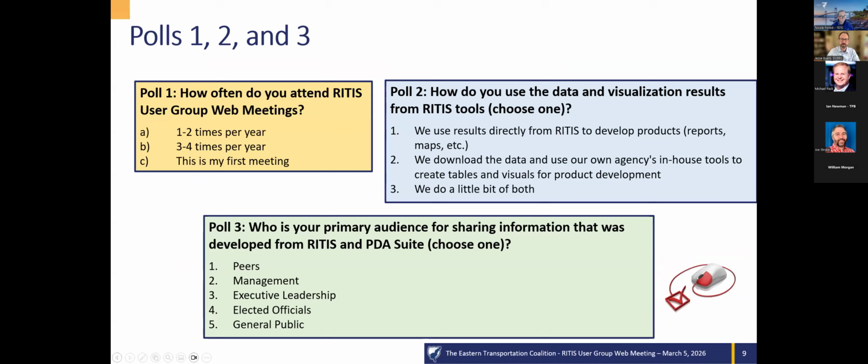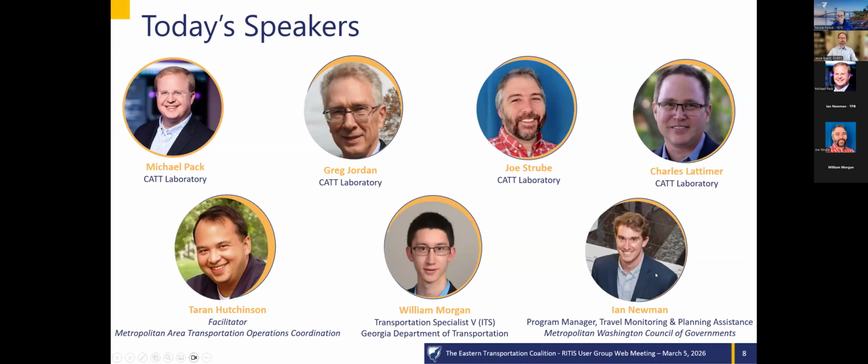We can introduce the speakers, I guess, if you want to go back to that one. We have a whole bunch of different speakers today. Thanks to everyone who's contributing here. Michael Pack, as always, is director of the Cat Lab at the University of Maryland, where he works to make transportation data more easily accessible and usable by ops planners and researchers. Michael previously worked at University of Virginia and Oak Ridge National Lab. Also, we have Greg Jordan, Joe Strube, and Charles Latimer, all from the Cat Lab.